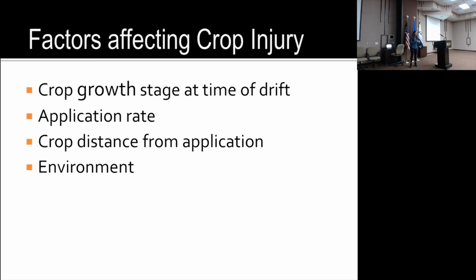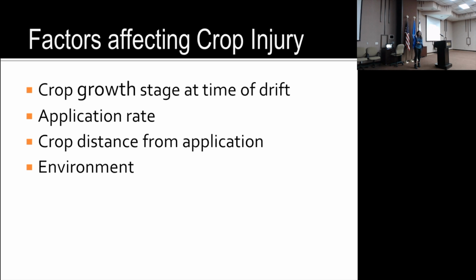Okay, so let's say that we've done everything right and we still have some issues, whether they're related to volatility or physical drift. What's going to affect crop injury if we do have an incident like this? One is going to be your crop stage at time of drift, right? We have some crop stages that are going to be more sensitive to drift than others. Of course, your application rate, when you made that application, your crop distance from where that source of drift was, and then lastly, the environment.